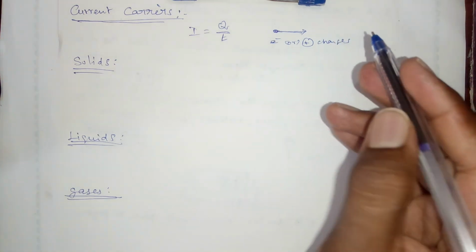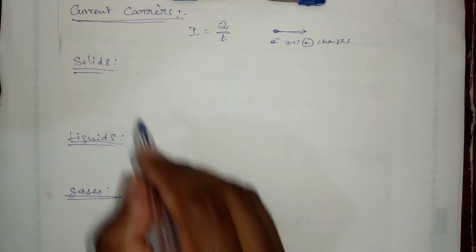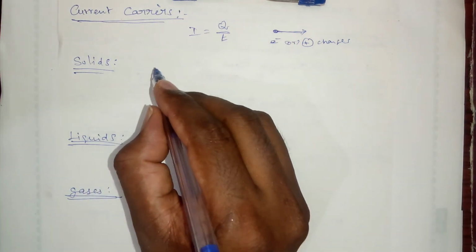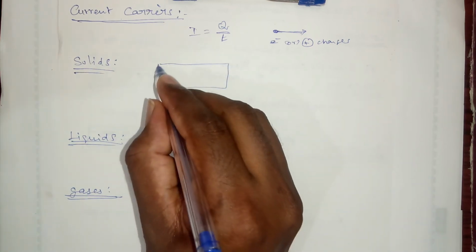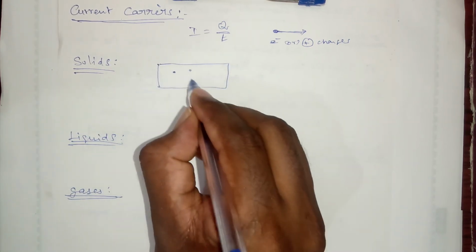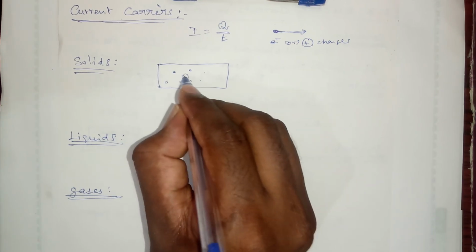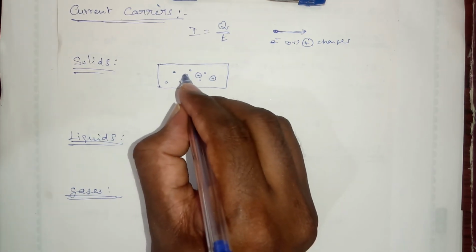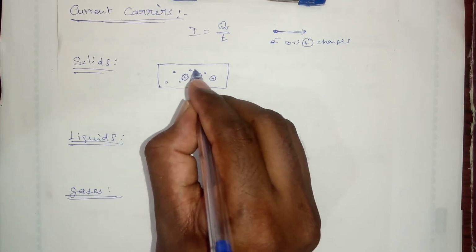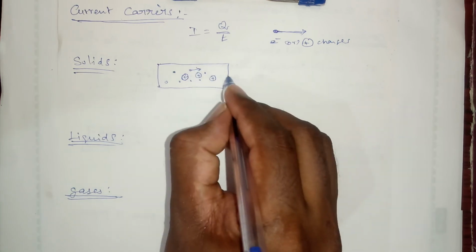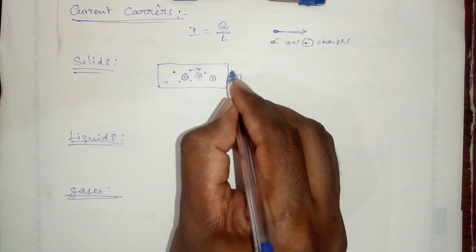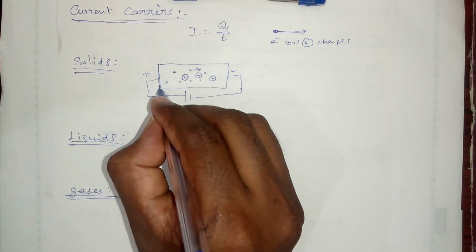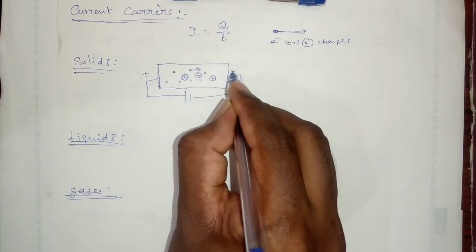So in the conductors, we can classify the types of conductors based on solids, liquids, and gases. In solid conductors, the charge carriers will be electrons, because there is a large number of free electrons, and the same positive charges are also there. But due to the mass factor, the positive charges will not move, and only the electrons will move. That is, if we apply an electric field, this is negative, this is positive, that is, a potential difference is applied across a conductor.